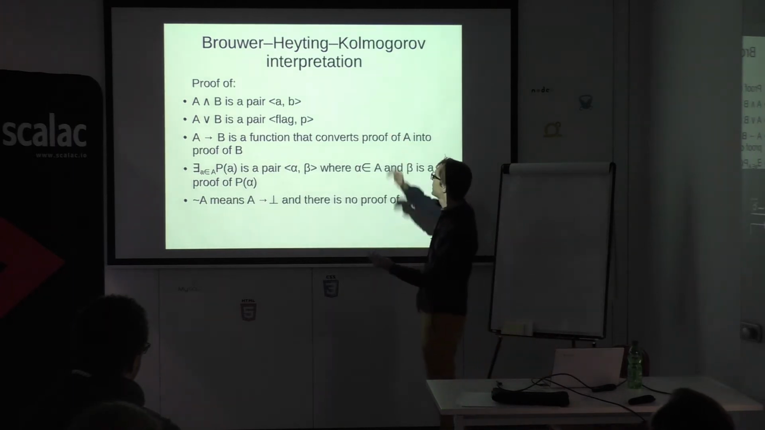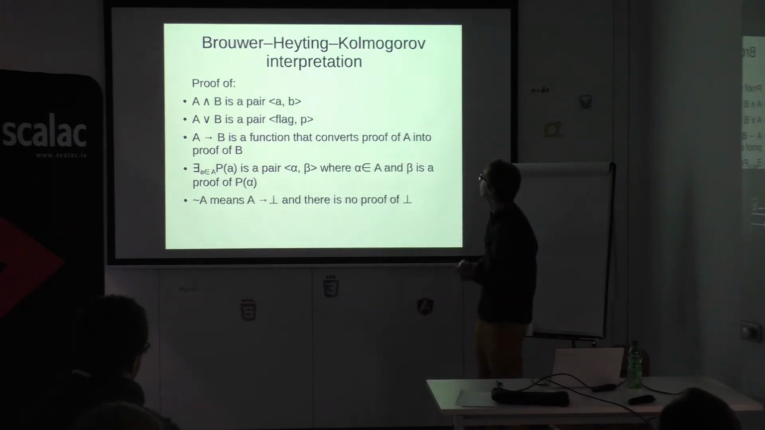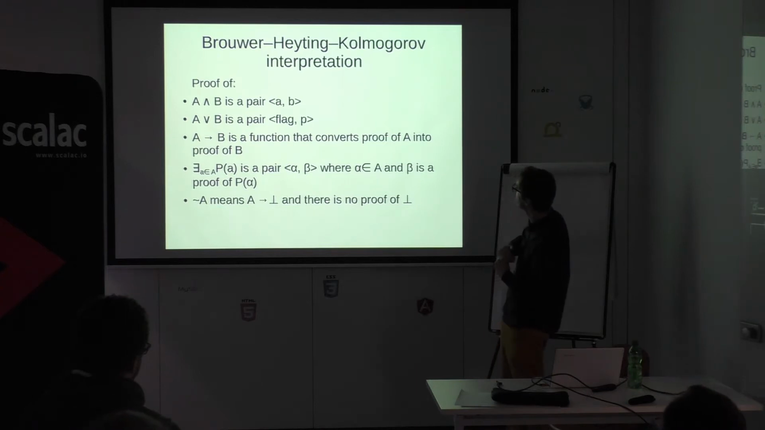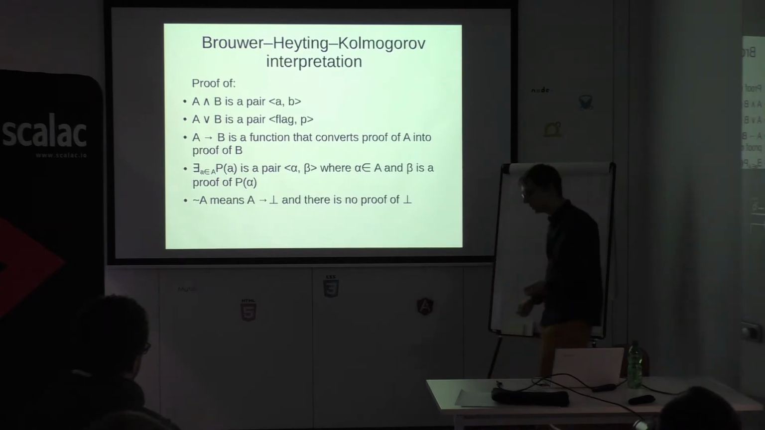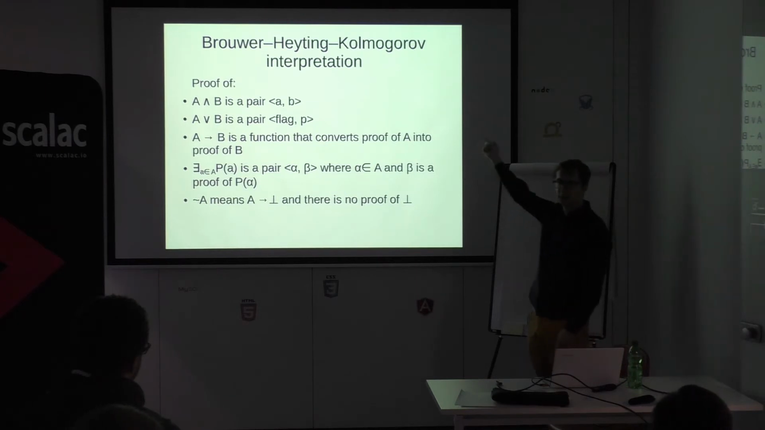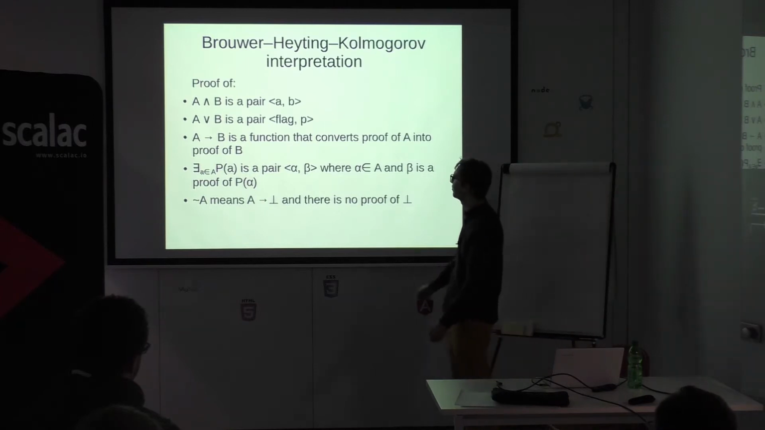So Brouwer and his student Heyting came up with a new interpretation of mathematics. This is called the Brouwer-Heyting-Kolmogorov interpretation. Kolmogorov, I think, was a Russian guy. He didn't live in Amsterdam, so I don't know exactly how come they worked together. But that's the name of this interpretation.